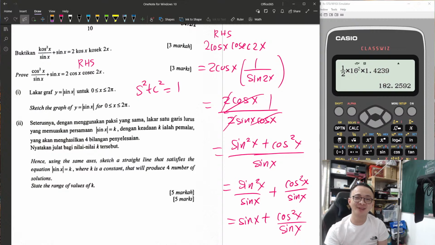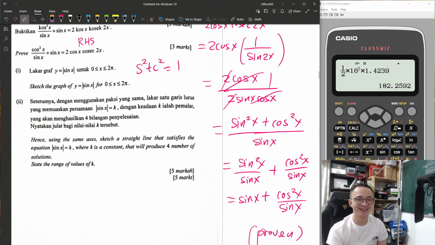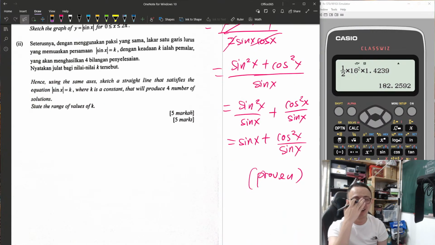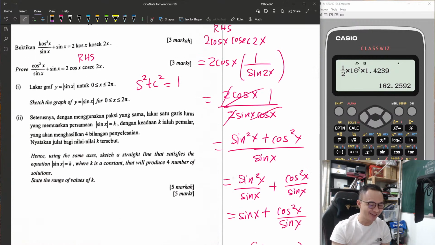Can become sine 2x plus cos 2x. Can I make 1? Yeah, can make 1 into sine square plus cos square. Yeah, I see. So what the law says is correct. Yeah, I got it. Okay, so anyways, after we're done already, now we can sketch a graph.